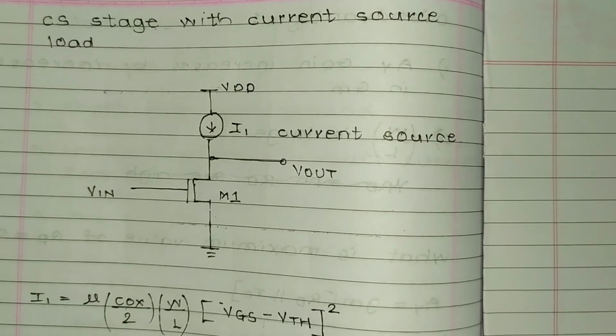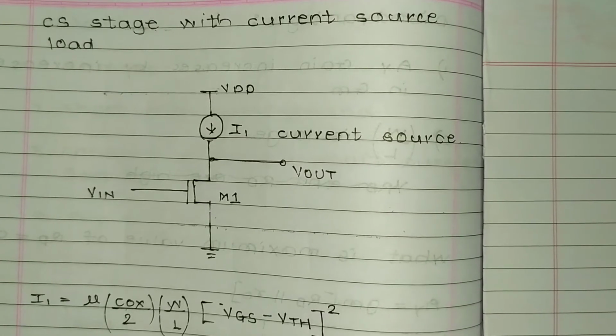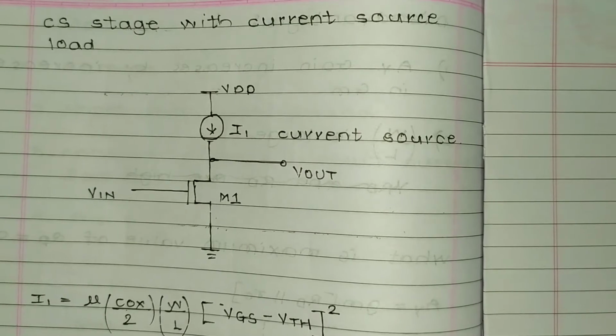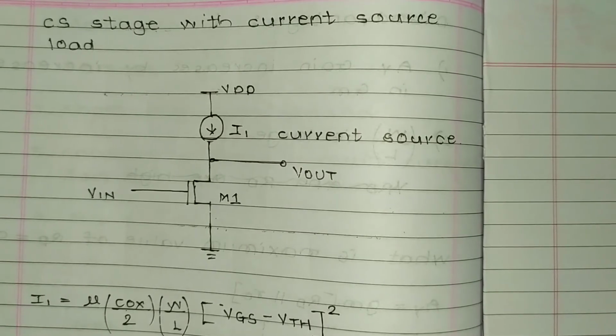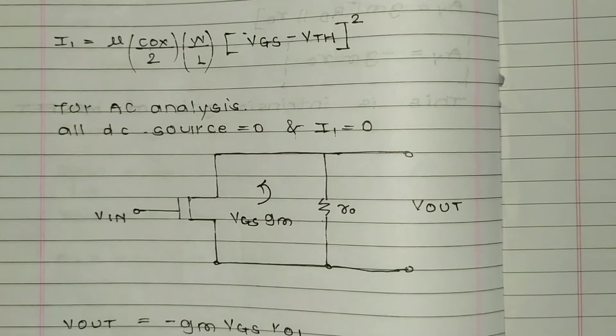Common source stage with current source load. So the circuit is representing current source I1, so this is basically the circuit for current source load. I1 is given by mu Cox upon 2 W upon L (VGS minus VTH) square. So this is the formula for I1, which is given.